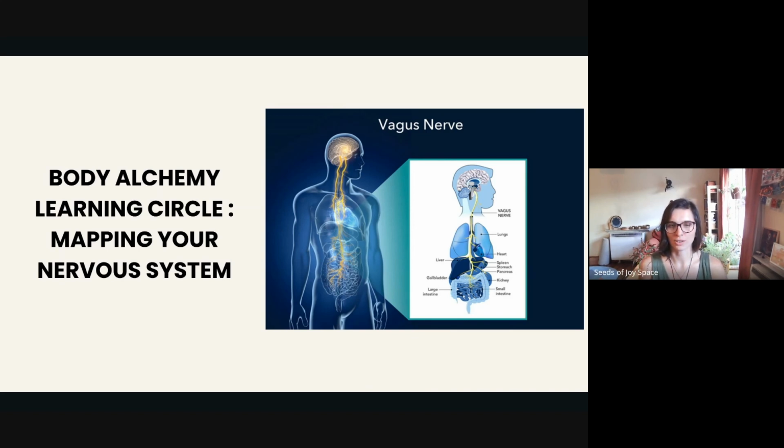So as this nerve, the vagus nerve, travels through the body, it regulates so many functions in our body: swallowing, vocalization, breathing, heart rate, blood pressure, digestion, immune responses, and also the microbiome of our intestines. So it's really responsible for a lot of things in our body.